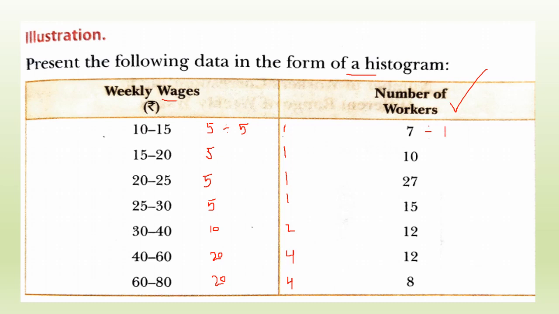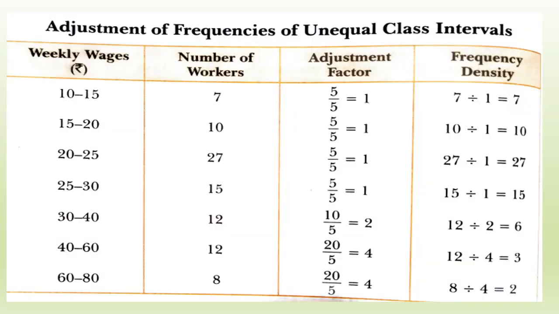Like 7 divided by 1 is 7. Like this we will do. Now see, the adjustment of frequencies of unequal class interval is done like this. As I told you, this was the table given. So we calculated the adjustment factor. This was the class size of each class interval: 5, 5, 5, 5, 10, 20, 20. When we divide it by the lowest class interval, we got 1, 1, 1, 1, 2, 4, 4.